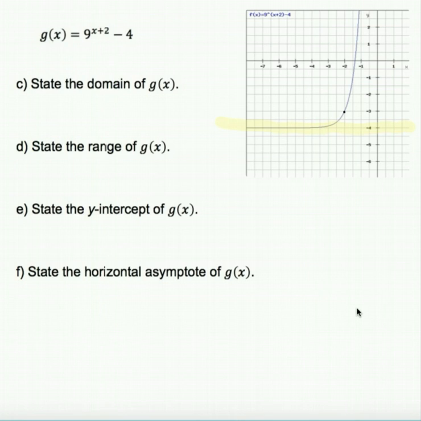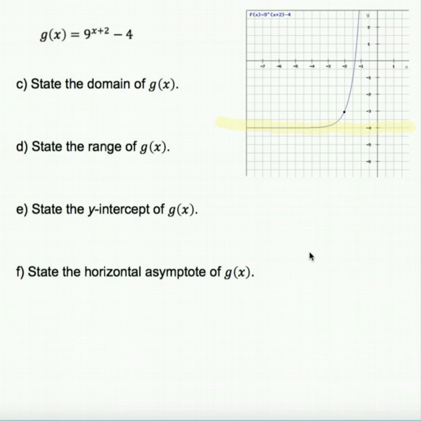I've gone ahead to a new screen so we have a nicer graph. You can see that this is the graph of g of x equals 9 to the x plus 2 power minus 4. So again, you can see right here, that point that we were isolating before, negative 2, negative 3, is still on the graph. I've highlighted y equals negative 4, which is the horizontal asymptote. So here's what the graph looks like.